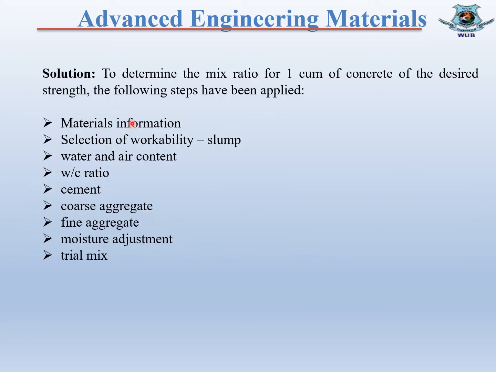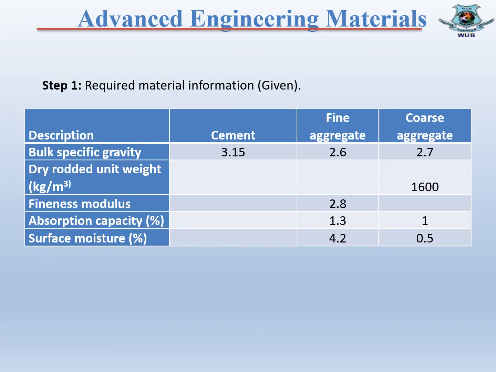And these are the design steps, and using these steps we will design the mix proportion. First, we have to gather material information, then we have to select the workability, which is also known as slump, then we have to find water and air content, then water cement ratio, cement content, coarse aggregate, fine aggregate, moisture adjustment, and lastly we have to perform a trial mix to identify whether the design strength has been achieved or not. And these are the material information which is given in the question. You can see slide number 4 to see the information from the question.